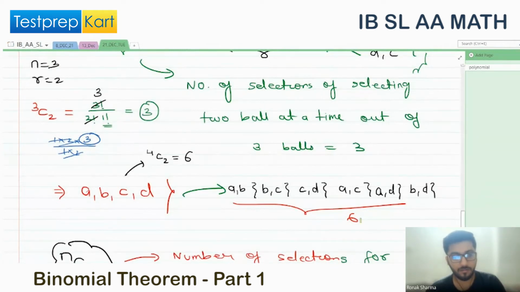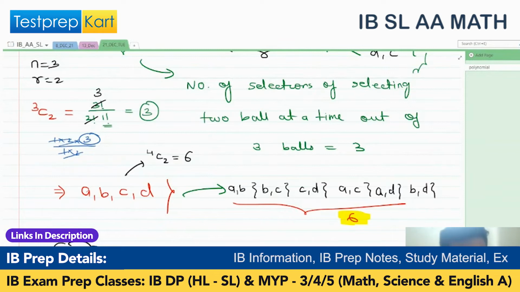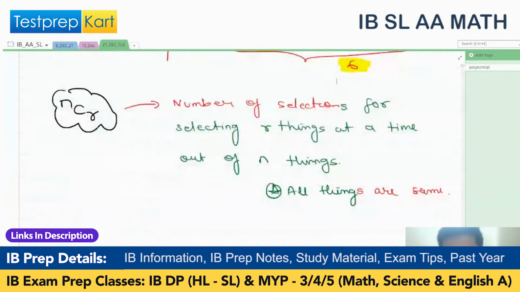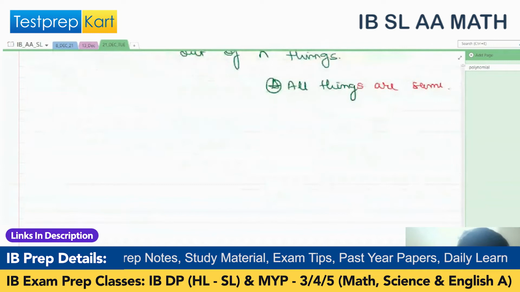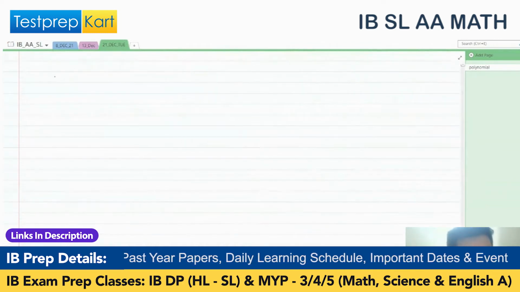So I hope now you're able to relate the nCr formula. That's what is actually important. No need to go more in depth, that is totally not in your syllabus. But now you know at least that much that you'll be able to feel that questions are way more easy. Now let us come to the binomial theorem.